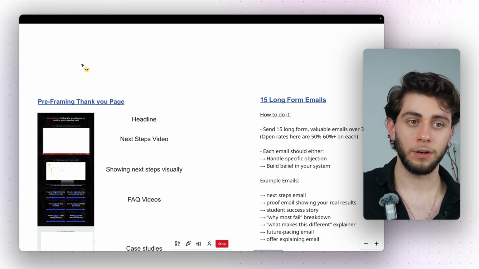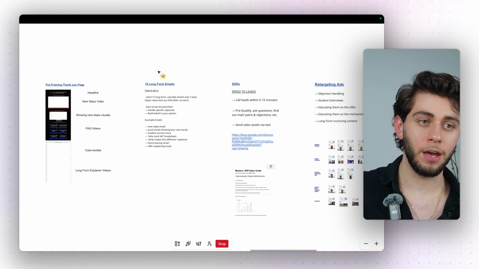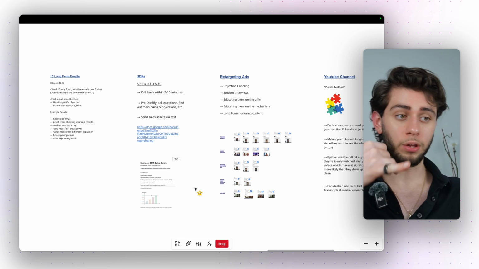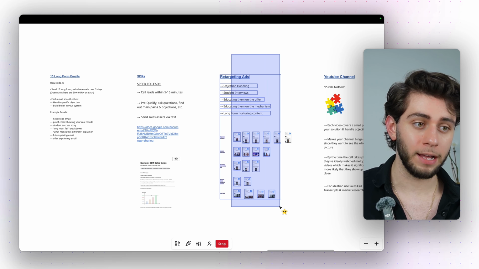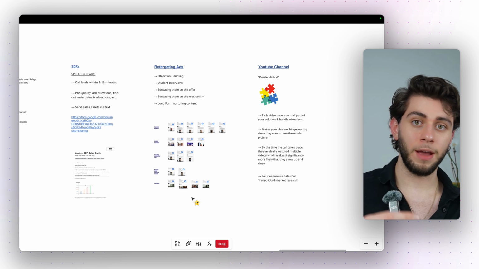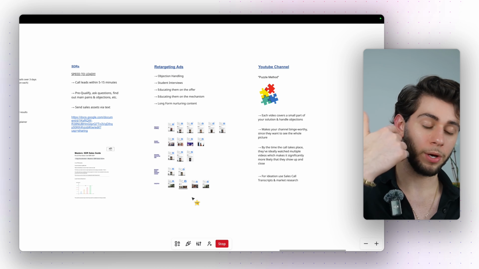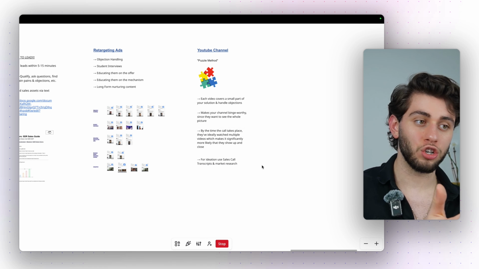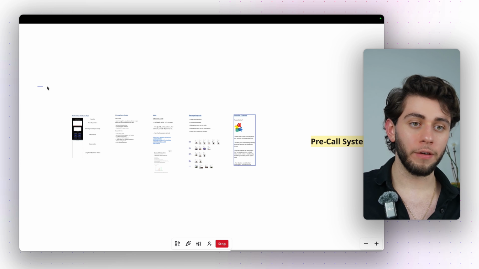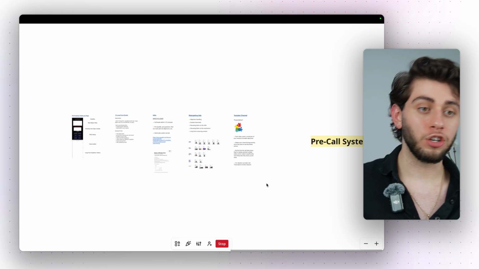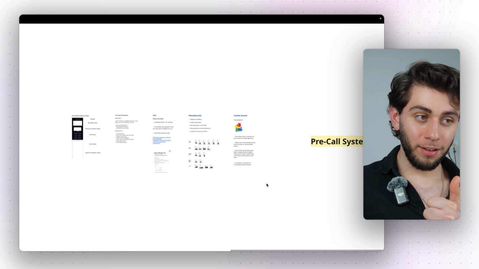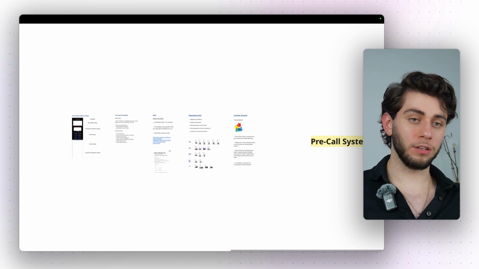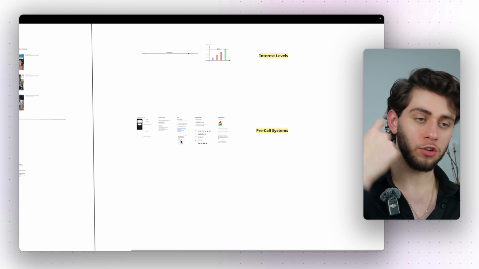But just to show you, for example, you have to have a pre-framing thank you page. You have to have multiple long-form emails. You have to have SDRs reaching out to the leads. You have to have retargeting ads after somebody books a call to essentially make them more probable to show up for the call, but also close. You need to have, for example, a YouTube channel that acts as a lead nurture. So all of this stuff combined is going to make sure that your leads not only book a call, but also get to the calls educated enough to make a decision on the first sales call. This is going to help you have higher show rates and also higher close rates.